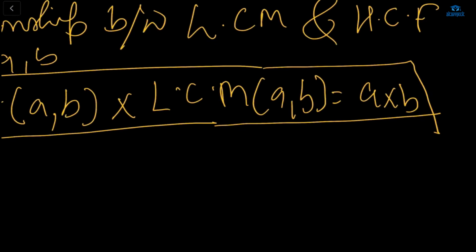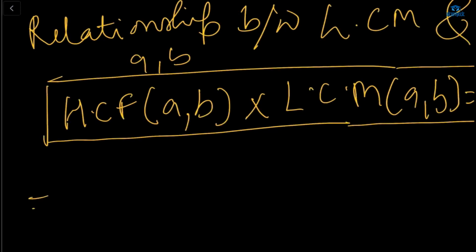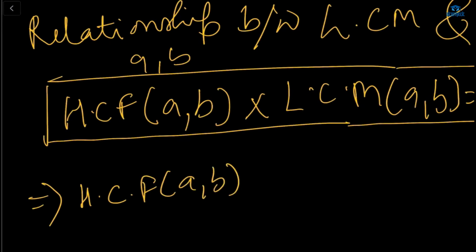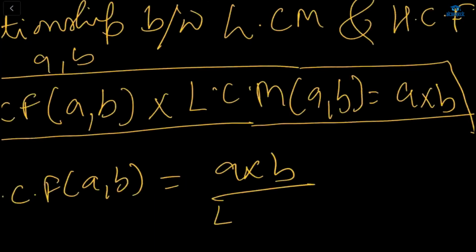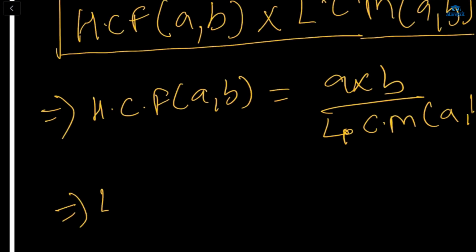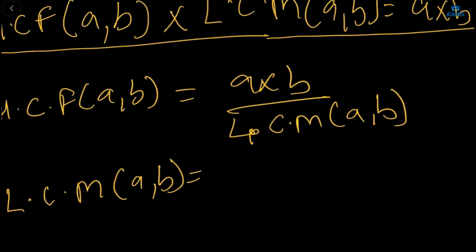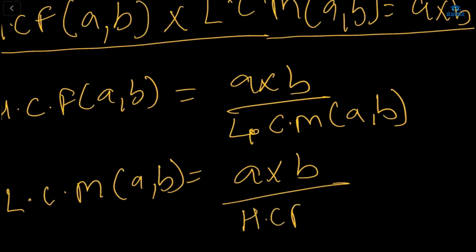If you are finding the HCF and LCM of 2 numbers A and B, this same formula you can rearrange. For example, if the LCM and the product of the numbers are given and you need to find the HCF, the formula will convert. The main formula is the one I have written above. Similarly, if you need to find the LCM of A and B, it will be A multiplied by B divided by HCF of A and B.